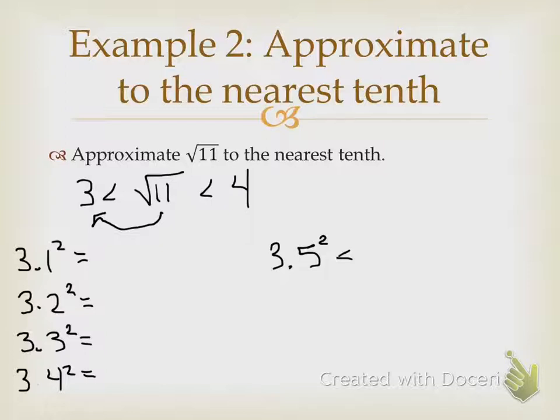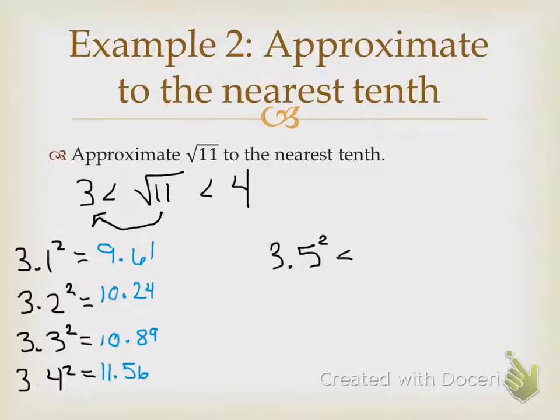So 3.1 squared is what? 9.61. So let's just go ahead and fill this in. It's going to be 9.61, 10.24, very good, 10.89, 11.56.